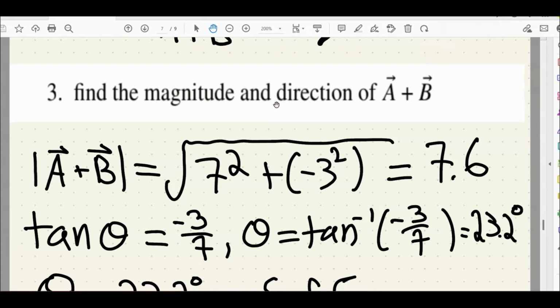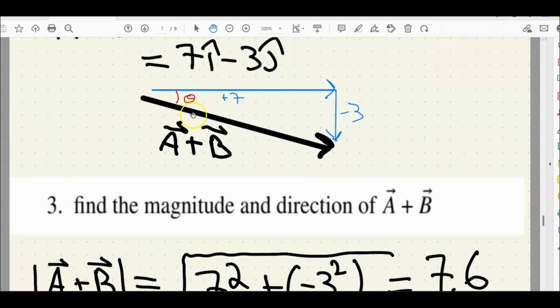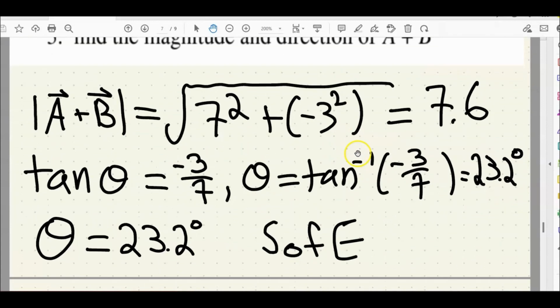So we want to switch from component form to magnitude-direction form. The magnitude of a plus b is the square root of its components squared. It's the square root of 7 squared plus negative 3 squared. The negative sign is always going to cancel out when you're finding the magnitude because a negative number squared is positive. And the magnitude of this vector is 7.6. So this vector is 7.6 units long.